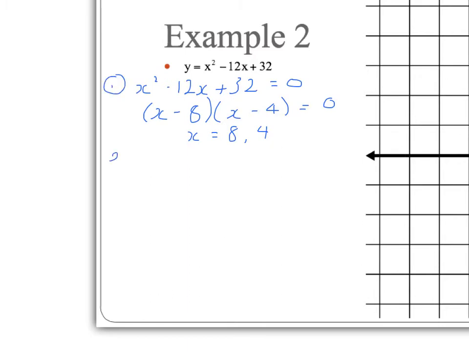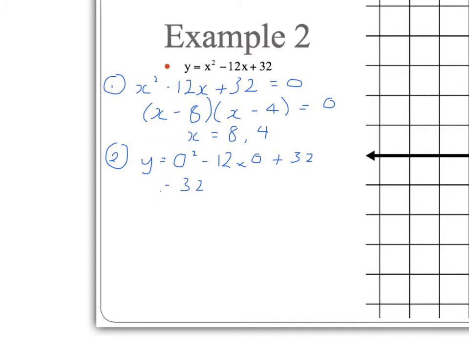Step number 2, we had to substitute x equals 0 into the same equation to find out what the y-intercept was. So that means we have an equation y equals 0 squared minus 12 times 0 plus 32, which equals 32. So that is our y-intercept. So far, we've got 2 pieces of information.